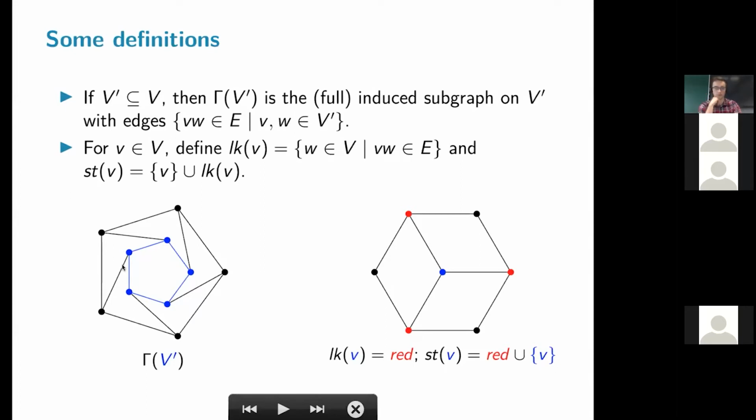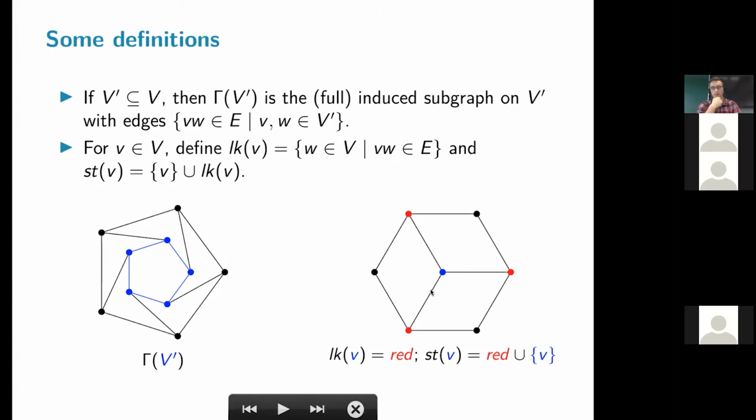The full graph is a composition of two pentagons connected in this way. And if you take for V prime the set of blue vertices, then the induced subgraph is the blue pentagon. So any edge of the original graph connecting two vertices of the blue set is contained in this induced subgraph. Okay, this is the induced subgraph definition.